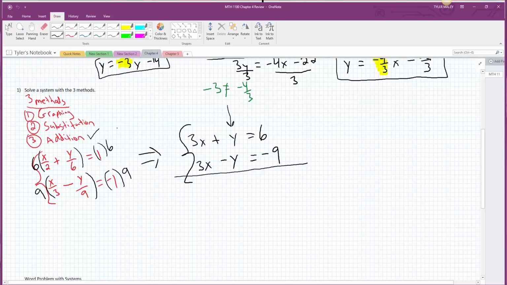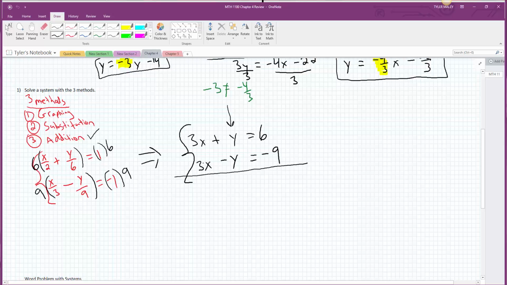Like I did over here, you might have to multiply the top and the bottom by some constant, and notice that the constant doesn't have to be the same. Multiply the top equation by 6 and the bottom equation by 9. Now when I add these together, the y's cancel out, and I've broken it down to be in one variable.